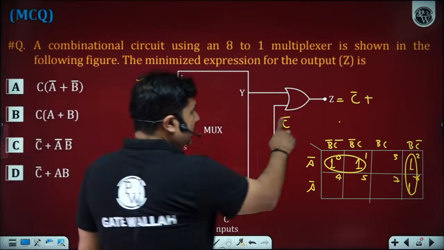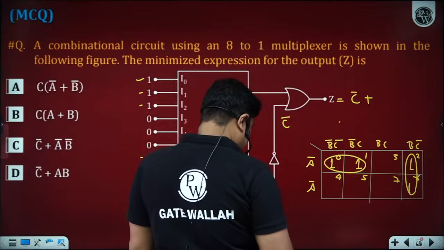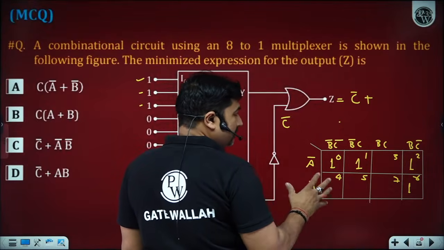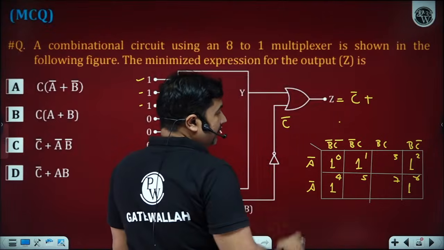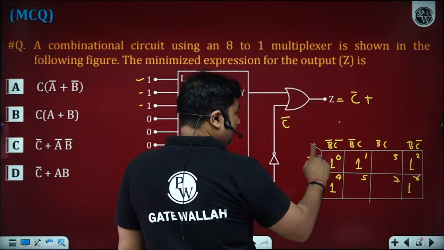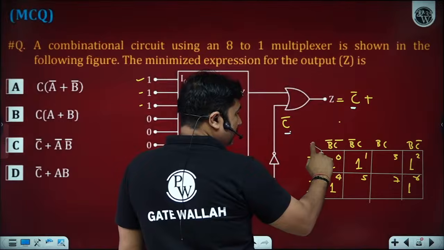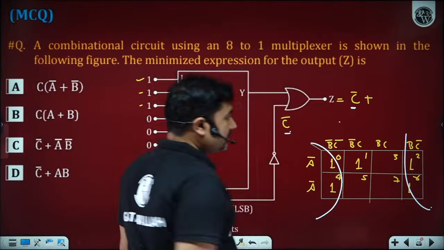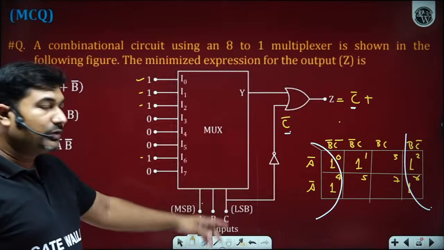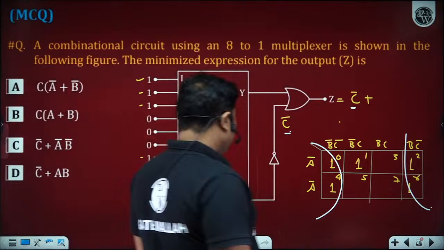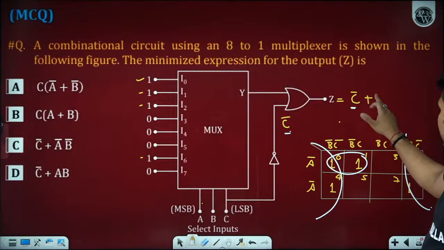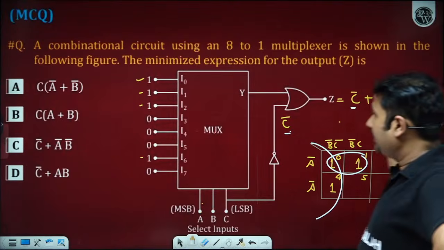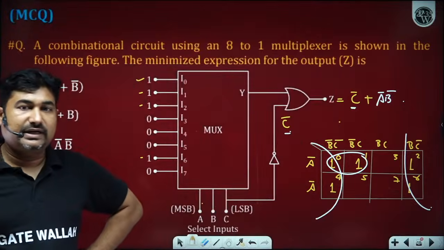But since we are getting C bar, and how you will get C bar? C bar will be possible with a quad. So that indicates there is one more quad here. Because C bar is only possible with this quad, that indicates 0, 4, 2, 6. How many of you able to understand this? Great, sir. So we have C bar plus A bar B bar. How many of you able to understand this part perfectly?